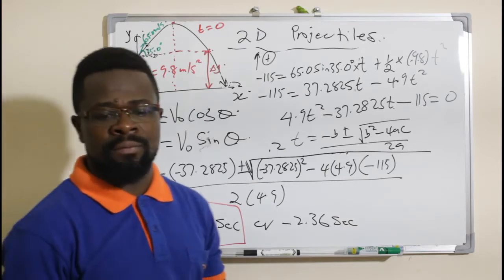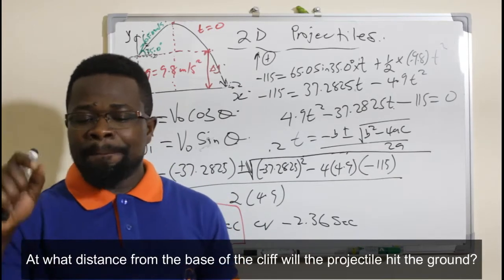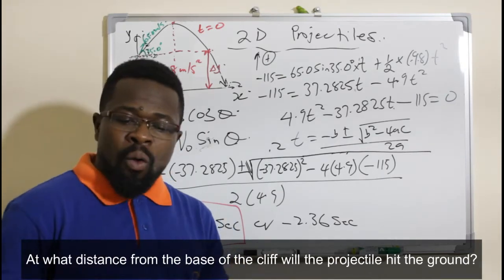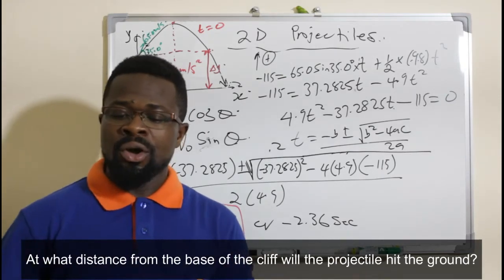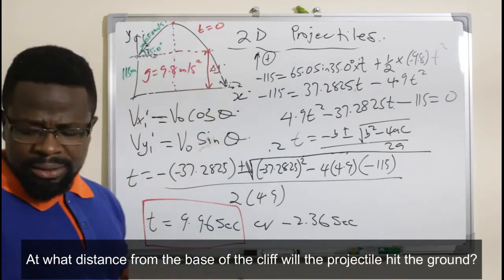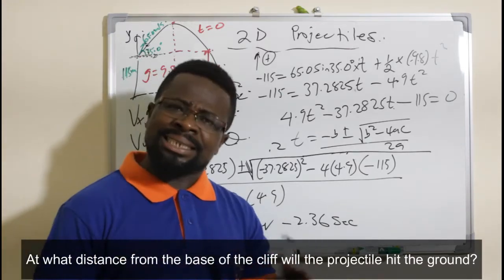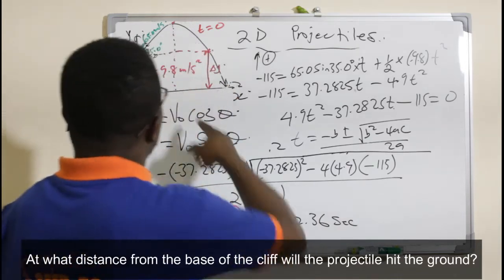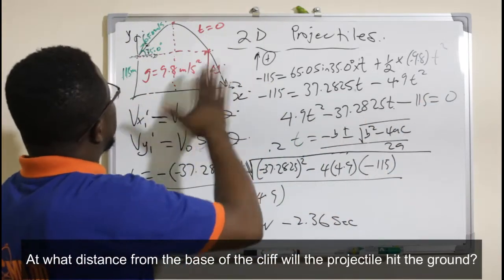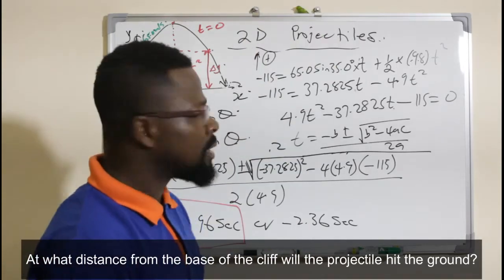What is question number 2 saying? Question number 2 is saying, at what distance from the base of the cliff does the projectile hit the ground? Right, so let's look at that and see what the question is actually looking for. The question is looking for a distance, but what distance is it looking for? Is it looking for the maximum height? The range? Or is it looking for the total displacement or the total distance? Let's look at it and see.